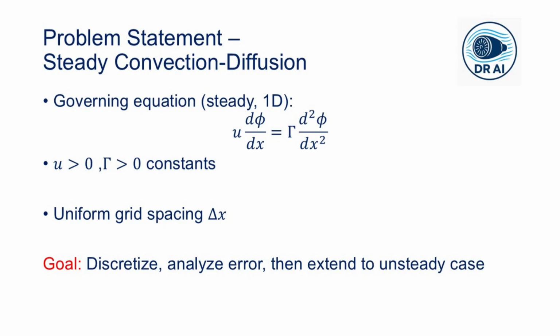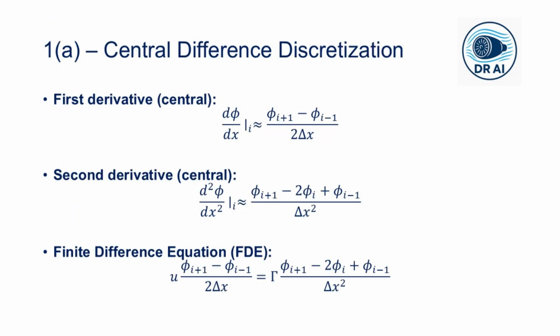Now both this u and half t are positive constants here, so we have a simple but very instructive model. Our goal is to discretize this equation using finite differences on a uniform grid, then understand the errors we introduce, and finally extend to the unsteady case to examine the stability. We will use central differences for both derivatives because they are second order accurate, but as we will see, that choice comes with some interesting consequences.